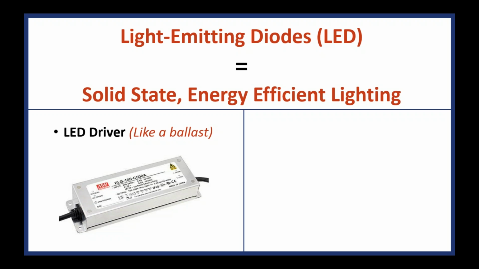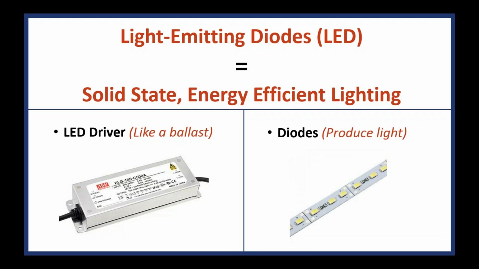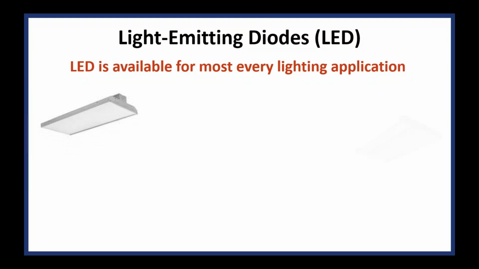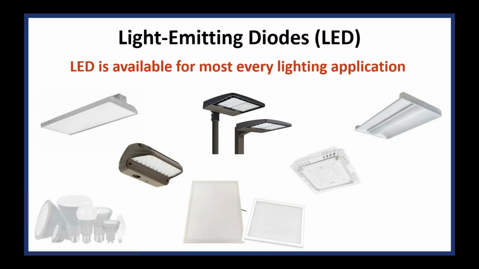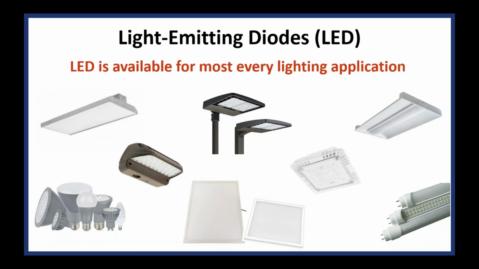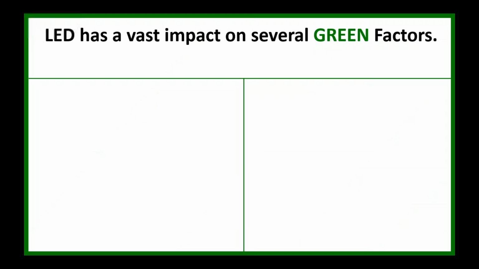Some bulbs and some fixtures have them already built in, some are more external, but there has to be some way of regulating that. And the diodes themselves are what actually produce the light. These are what actually glows. LEDs are now available for almost every lighting application that you may run into. There are a few things that are a little bit more difficult right now to replace, but almost everything that you're going to run into, we can change out and put in this type of technology, the LED stuff.